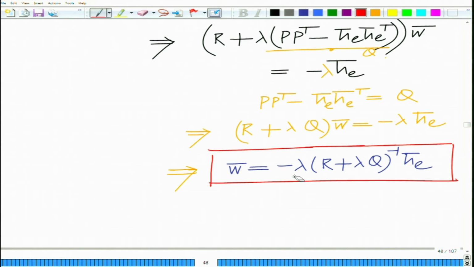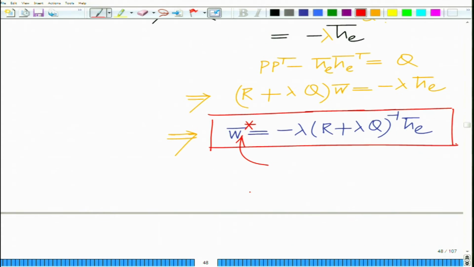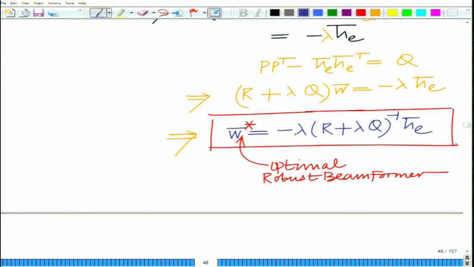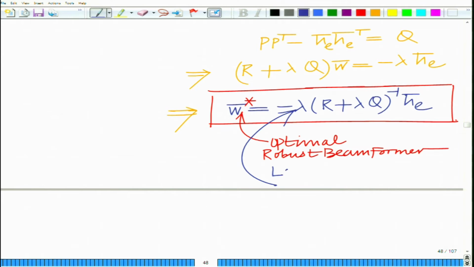And this you can write as star. This is the optimal robust beamformer, which we have already seen. So this is the formal derivation for that. This is the optimal robust beamformer, and this of course depends on the Lagrange multiplier lambda. Therefore, what we have to do is determine the Lagrange multiplier lambda to complete this derivation. That is a little bit involved. So the Lagrange multiplier lambda has to be determined.